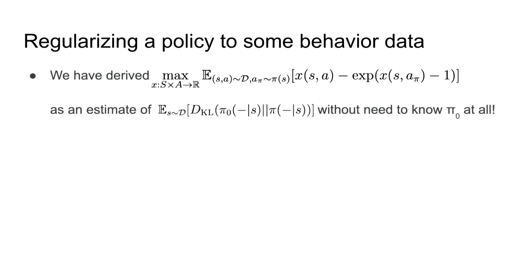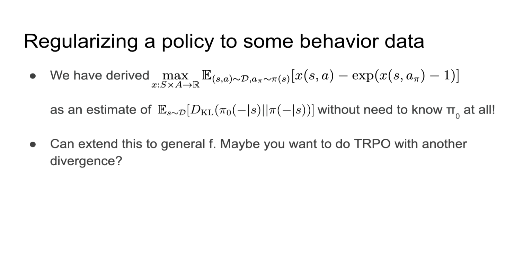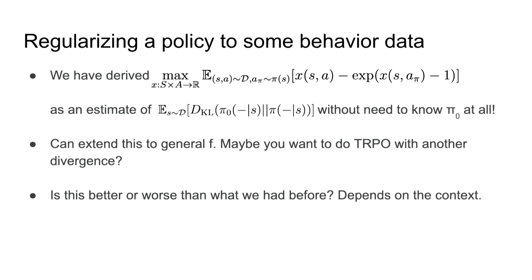OK, so in summary, we've derived this optimization as an estimate of the KL divergence without knowing pi 0 at all. So again, this is pretty cool. Like now you can, if you want, do TLPO on a non-Gaussian policy or on a policy that you don't even know. Or maybe you don't want to regularize the KL divergence. You want to regularize with some other divergence. But again, we can ask the question, well, is it better or worse than what we had before? It depends on the context.